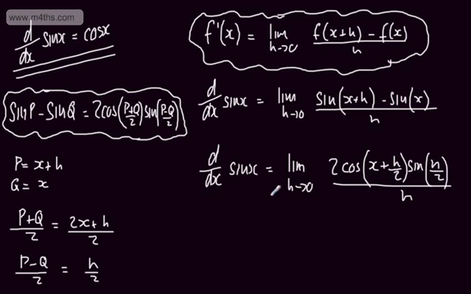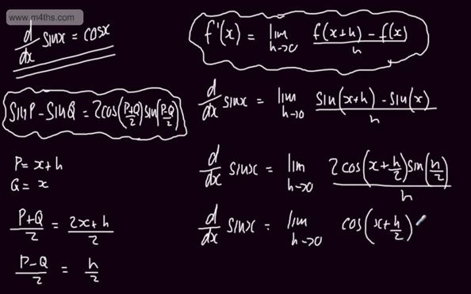At this stage, I'm just going to divide through by the 2. So we've got the derivative with respect to x of sine x as the limit as h tends to 0 of cos of (x plus h over 2) multiplied by the sine of h over 2, all over h over 2. So I've simply divided through the fraction.